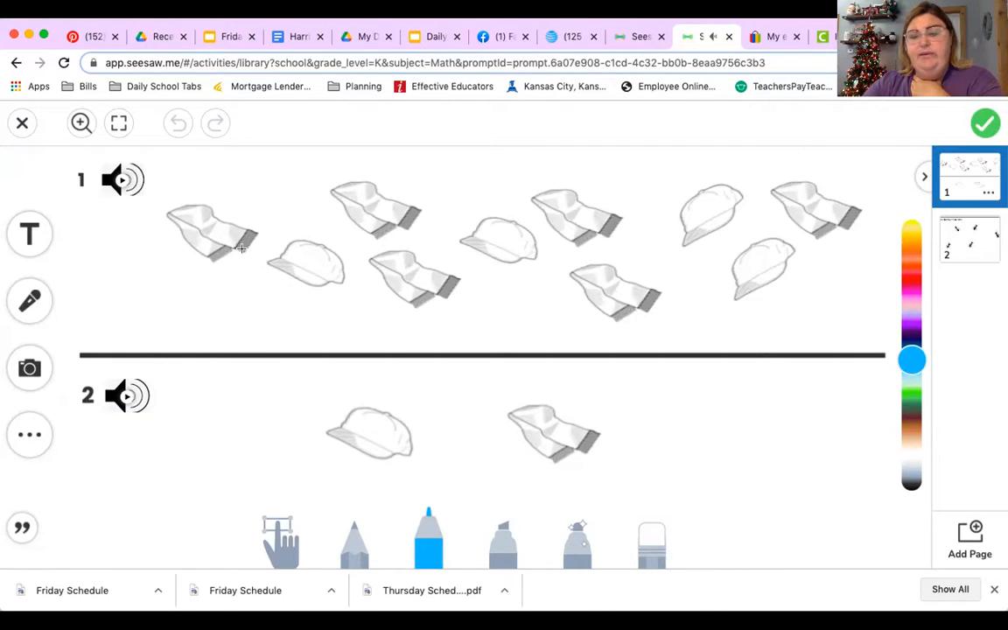Okay, so when you're up here and you're connecting the same as, so you're putting your scarves with your hats, I want you to tell me whether there are going to be more scarves or more hats. So after you draw your lines, you'll see which one has more. And then you're going to come down here and circle for Mrs. Harris which one has more.